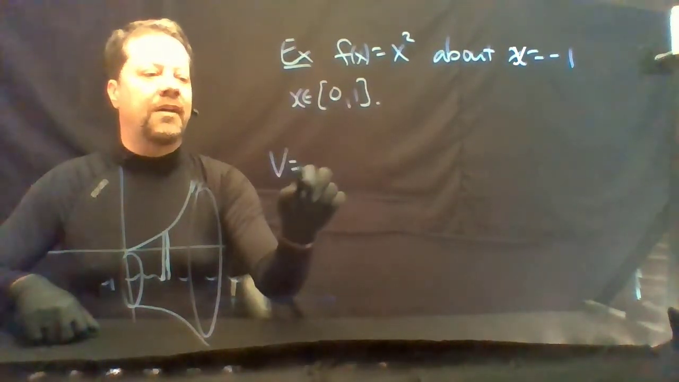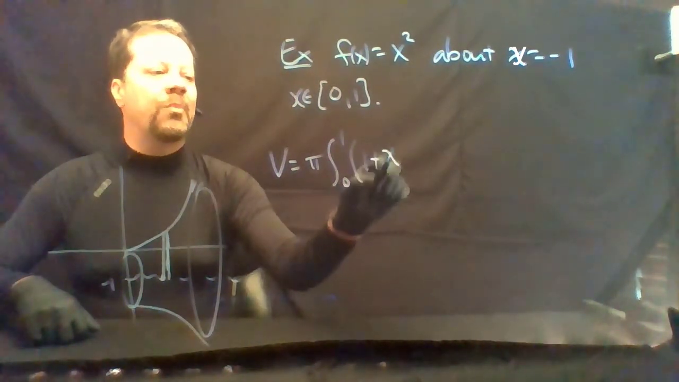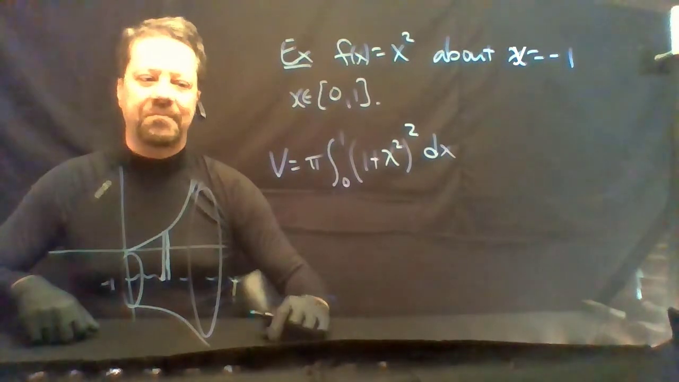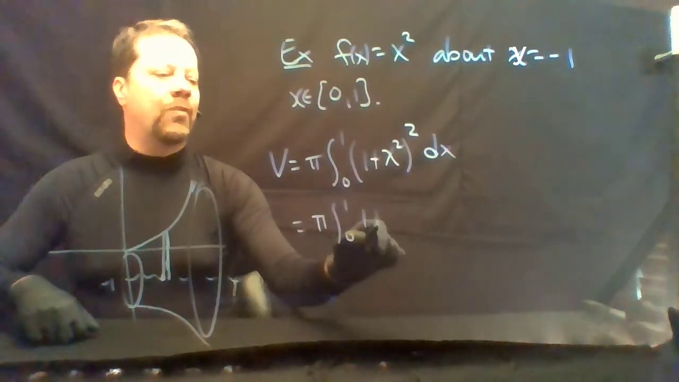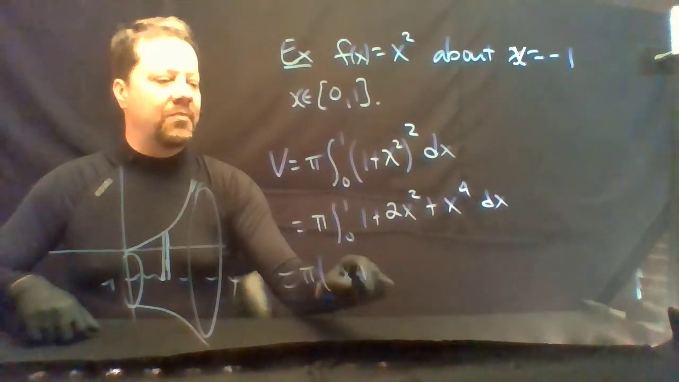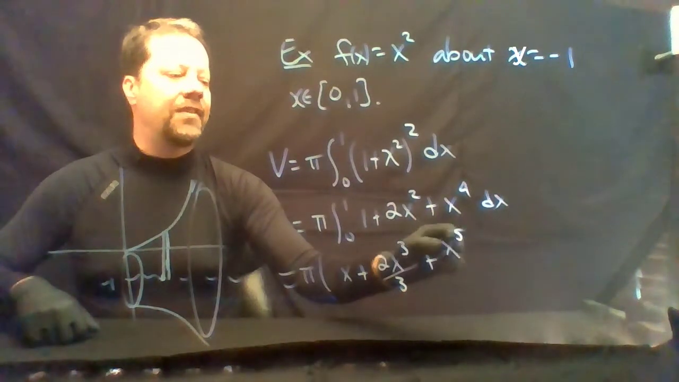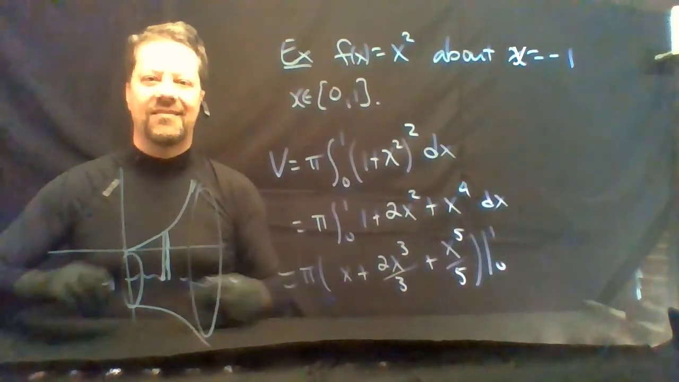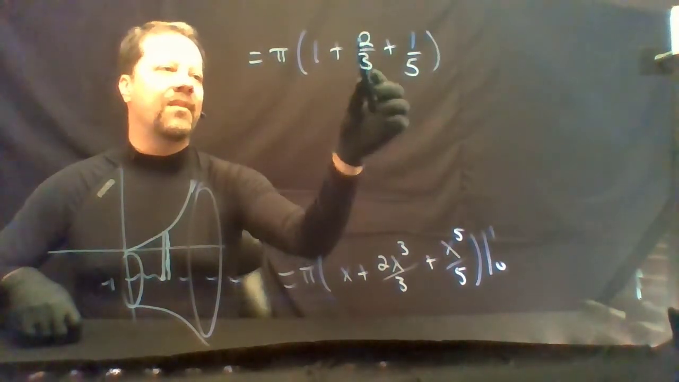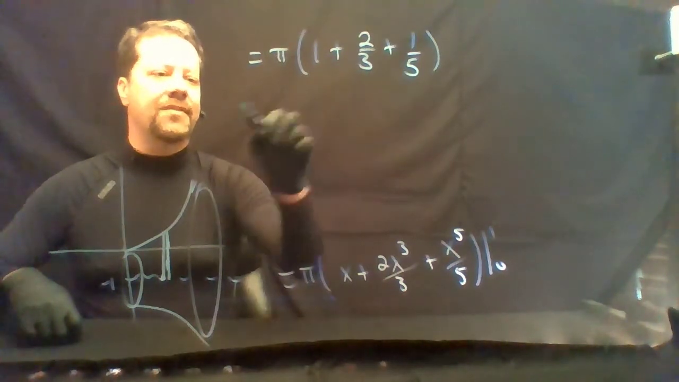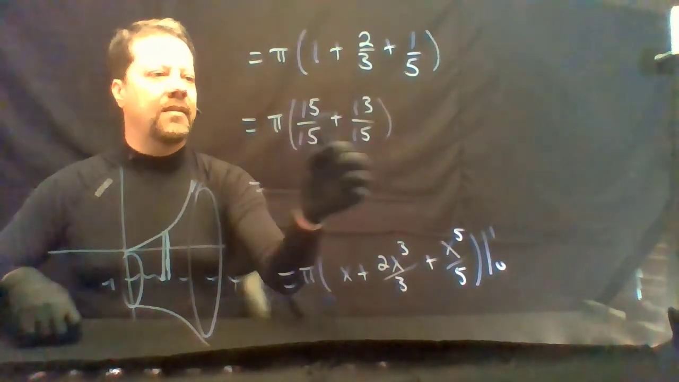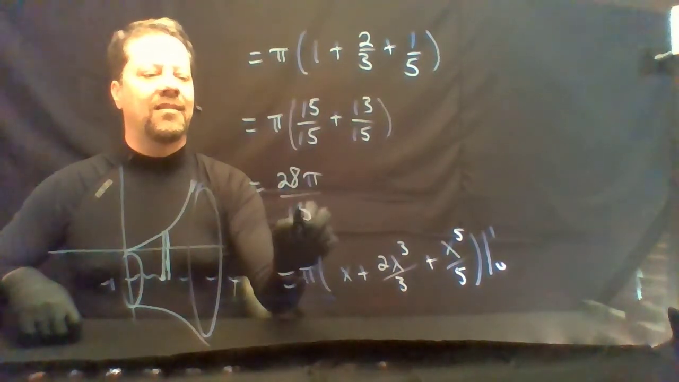So we'll get a volume of pi, integral from 0 to 1, 1 plus x squared, squared dx, radius squared, pi r squared h. So that's pi times the integral from 0 to 1 of 1 plus 2x squared plus x to the fourth dx, or pi times x plus 2x cubed over 3 plus x to the fifth over 5, evaluated from 0 to 1. We have pi times 1 plus 2/3 plus 1/5. 2/3 and a fifth, that's 10 plus 3, it's 13/15. This gives us 28 pi over 15.